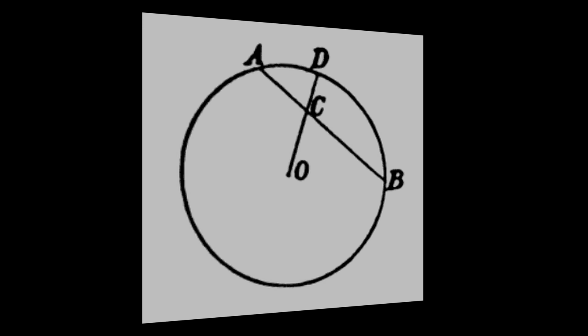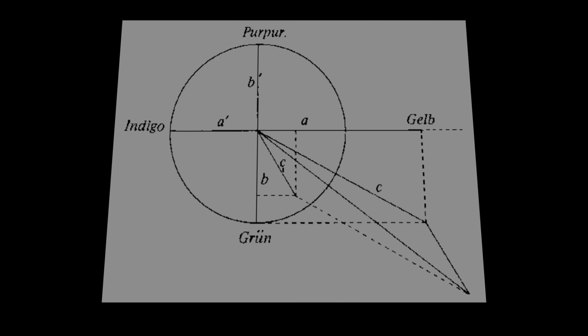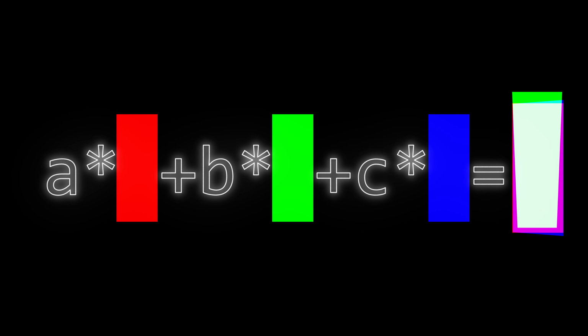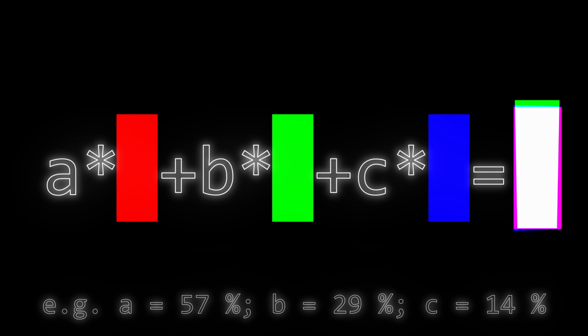His groundbreaking insight, later called Grassmann's law, explained how these colors add up, laying the foundation for modern color science. Little did he know, his work would eventually help shape the screens and displays we use every day. Grassmann's curiosity changed how we see and create color.